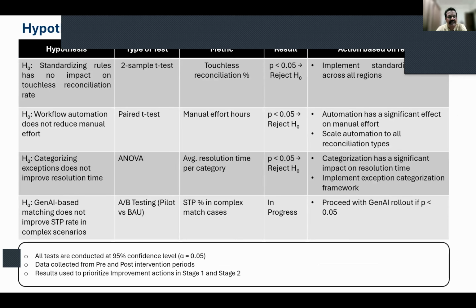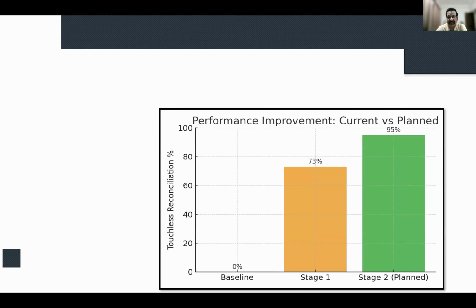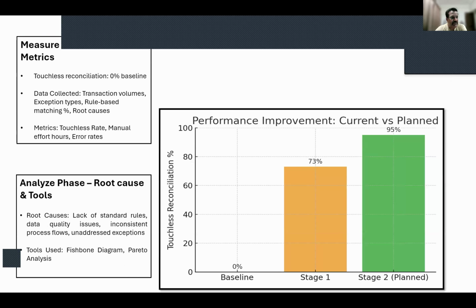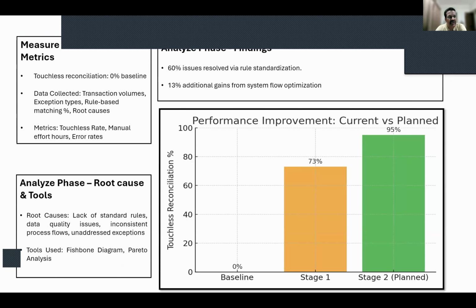We have done hypothesis testing like two-sample test, paired t-test, and ANOVA test with a 95% confidence level. We collected the data for pre and post intervention periods, and the results were used to improve the priority at stage 1 and stage 2. For the baselining, we kept it as 0% touchless. We want to move to 100% touchless overall, but we started with a baseline of 0% touchless, and we were able to match through conditional standardization of rules like one-to-one, many-to-many, and one-to-many.